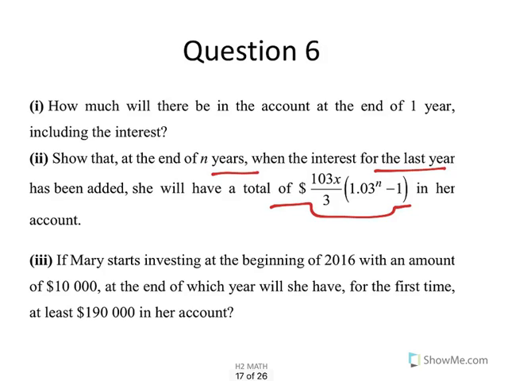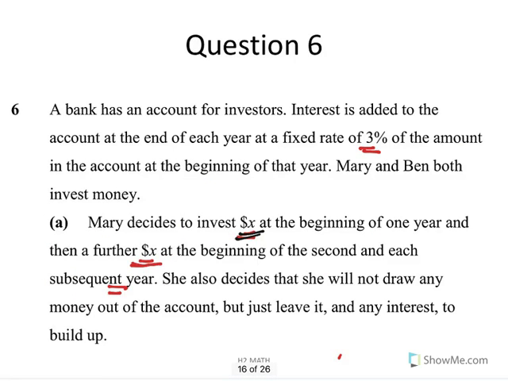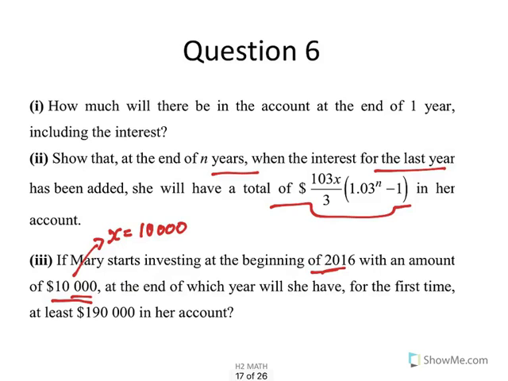For part 3, I start investing at the beginning of 2016 with $10,000. This means that in the original question, our X now becomes 10,000. Instead of X dollars, I invest 10,000. At the end of which year will I have for the first time at least $190,000 in my account? That means I'm trying to find a particular year where the sum of the money in the account becomes 190,000.